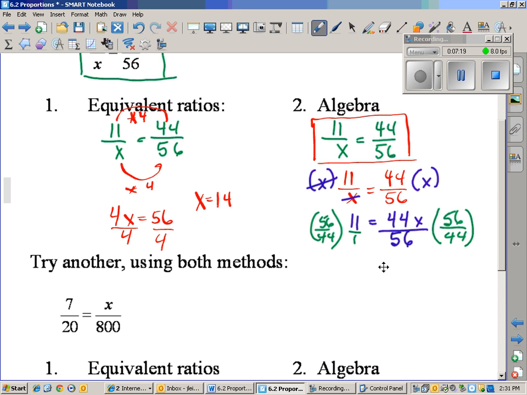Multiply them, and we end up with x equaling, single fraction bar, 56 times 11 over, and I'm going to write the 44 as 11 times 4. The 11's cancel, and we end up with x equaling 56 divided by 4, which is what we had over here, and that happens to be 14. So you can see we got the same answers. This one was a little bit more complicated, but that's all right.